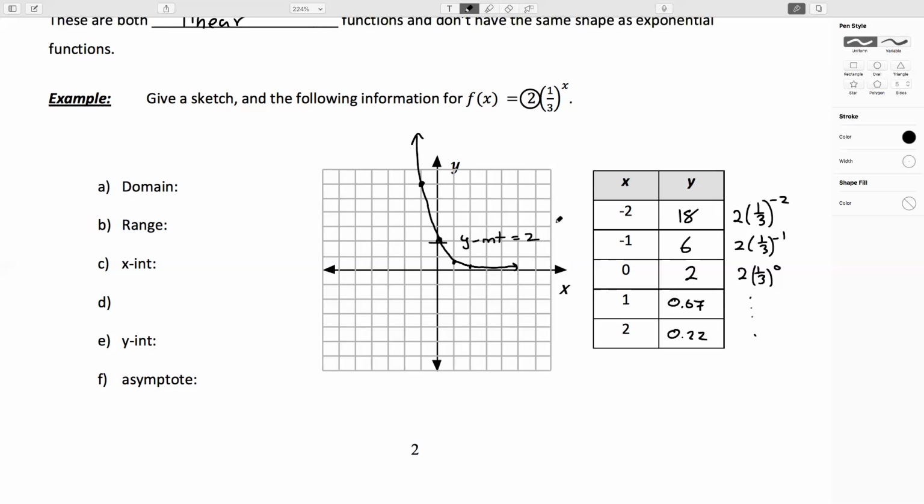So if we want to fill out what we know, the domain is all real numbers. The range is that y is greater than 0. The x-intercept doesn't exist. There are no x-intercepts because it doesn't cross the x-axis. I don't know what we're supposed to do here. Y-intercept is 2. And the asymptote, remember the asymptote's like the imaginary line that the function doesn't cross. We've got an asymptote on the x-axis. So we've got an asymptote at the line y equals 0.